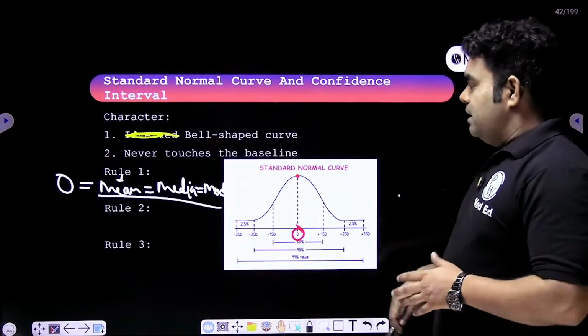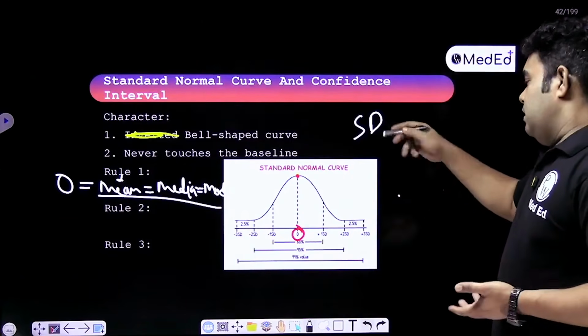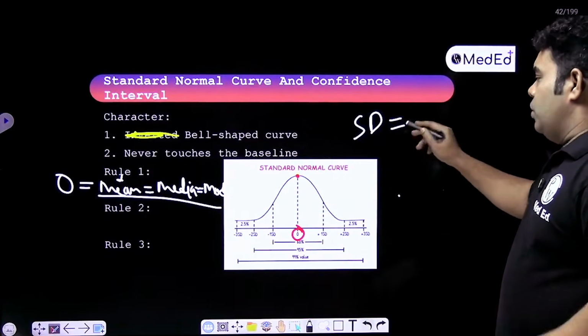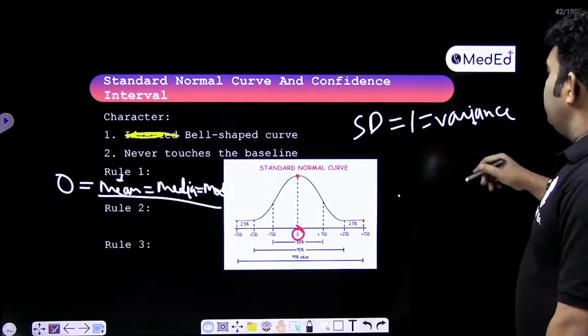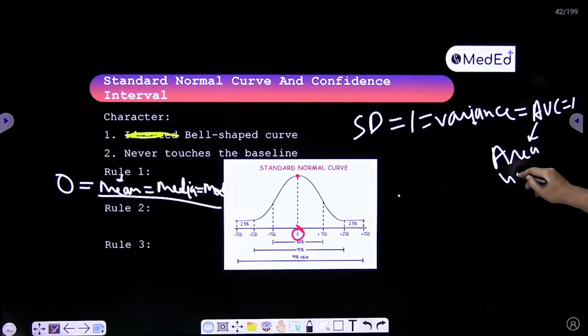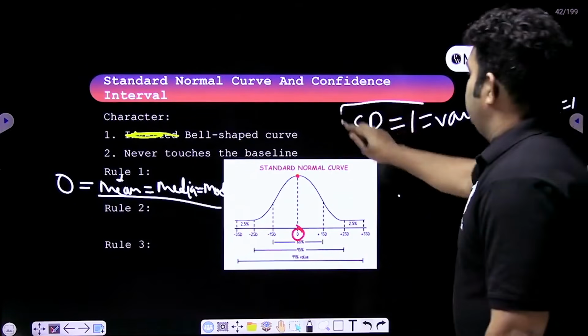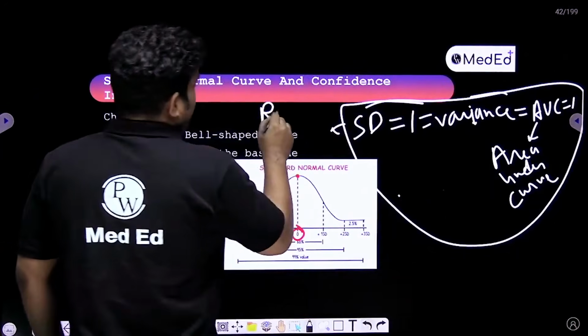Then rule 2 says that if you look at this curve, the standard deviation equals 1, the variance also equals 1, and the area under the curve is also equal to 1. So these three things are all equal to 1. Sabka Malik ek. This is what rule 2 says, and maximum time questions come from rule 2.